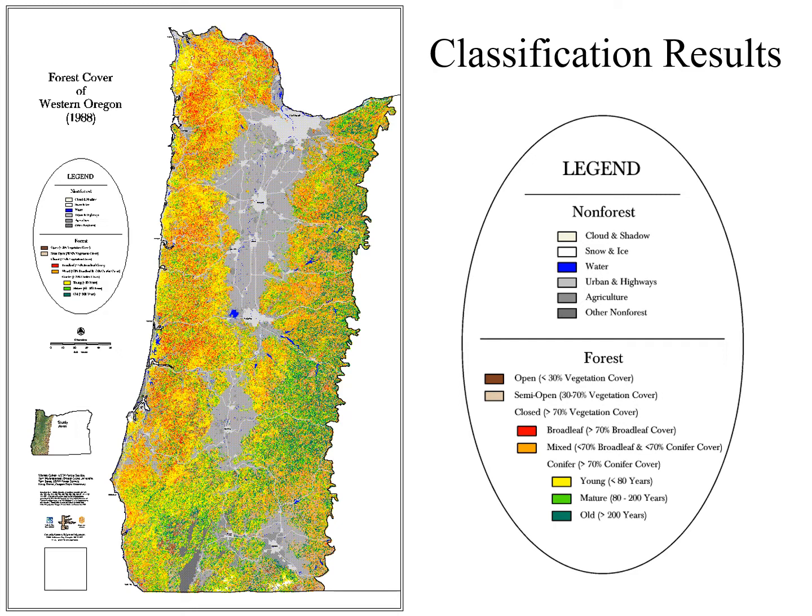Among those closed classes, we have broadleaf, that is greater than 70% broadleaf cover. We have mixed forest, so between 70% broadleaf and 70% conifer cover. And then among conifer covers, and this was the really important part of the analysis, young forest, mature forest, and old growth forest. And it was that old growth forest that they were most interested in.